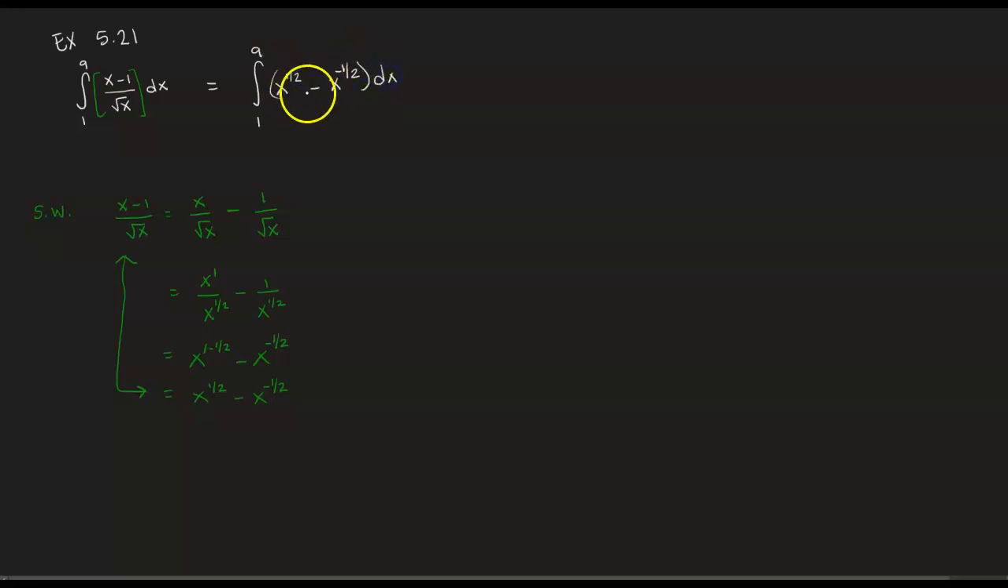And this is just another power rule. So we have x to the 1/2, that would become x to the 1/2 plus 1 divided by 1/2 plus 1. And then minus x to the negative 1/2 becomes negative 1/2 plus 1 divided by negative 1/2 plus 1. I don't need a plus c because remember that will be eaten up when we evaluate our integral antiderivatives between 1 and 9. Let's go ahead and clean this up though before we plug in 9 and 1.